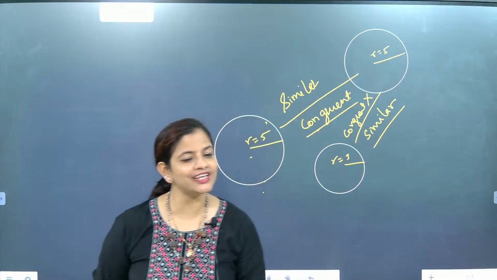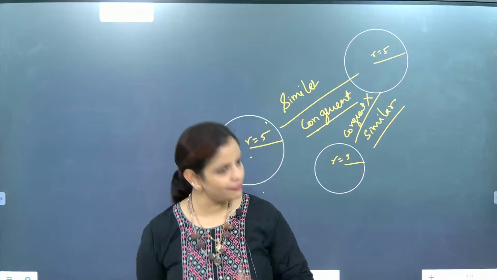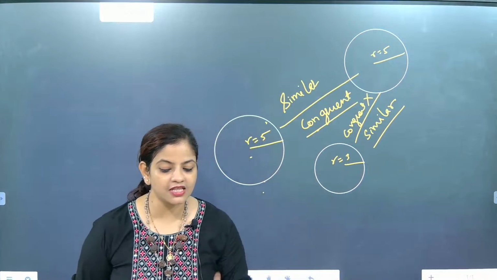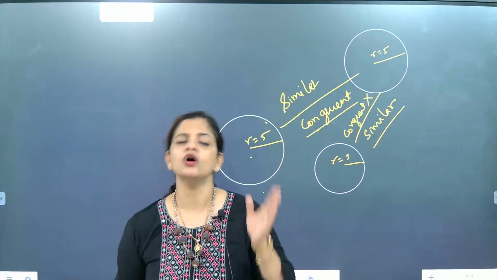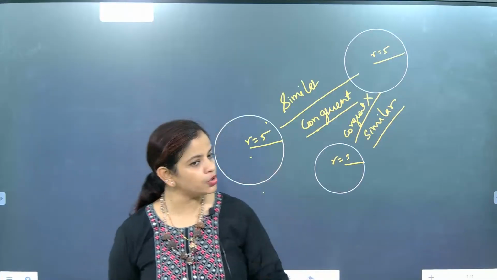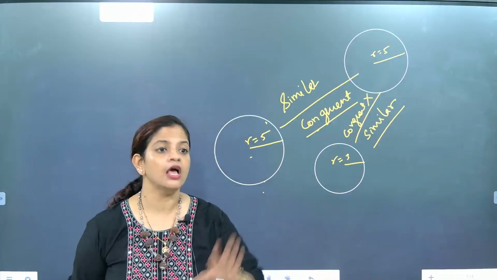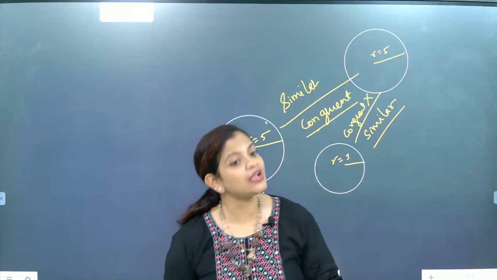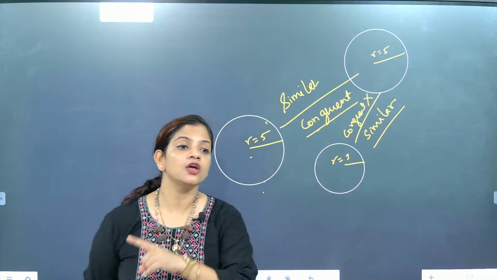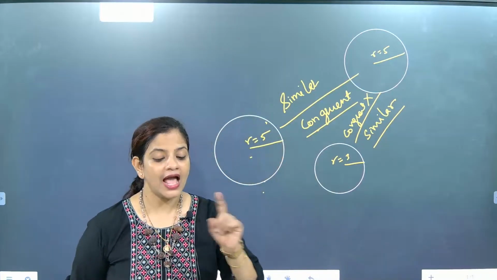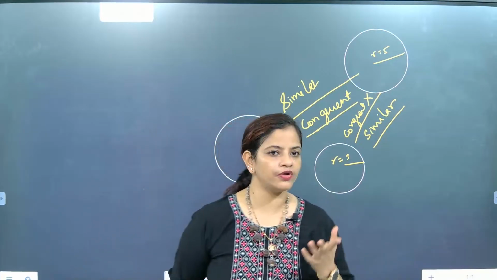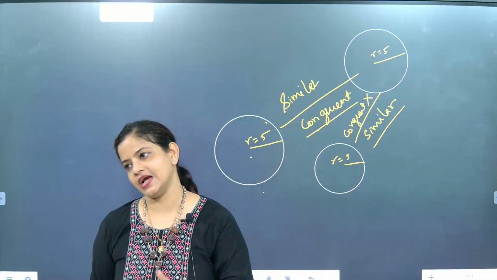Did you understand this section, beta? So they will always be congruent. That's the basic difference we need to understand. Okay. So congruent figure will always be similar, but similar figure may be congruent or may not be congruent. Understood? That's the basic idea. Got it?